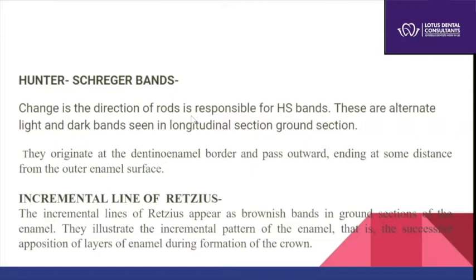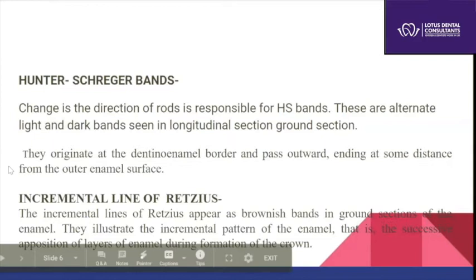It is a wavy and a tortuous course, right? So this is responsible for the HS band, an alternate light and dark band seen in the longitudinal section. This is important. We discussed gnarled enamel is seen in the oblique section. HS bands are seen in the longitudinal section.